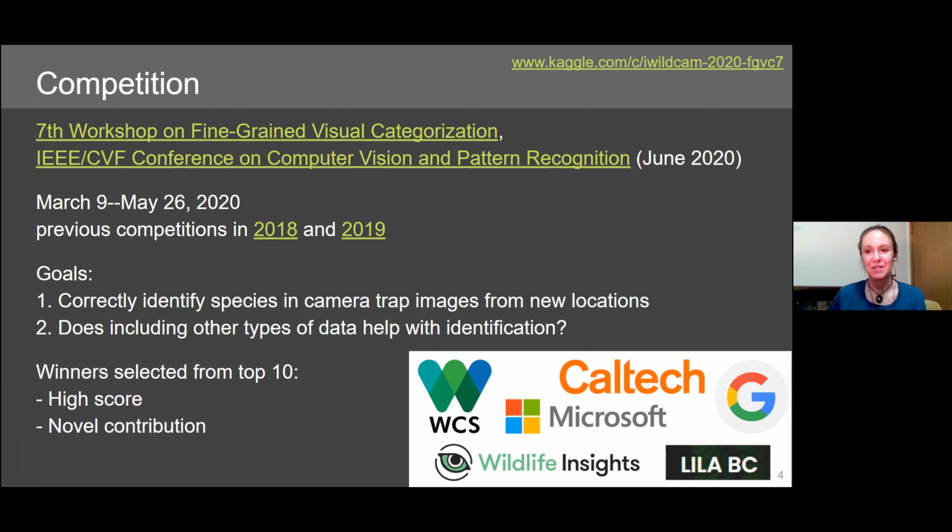The workshop is also supported by Google and Wildlife Insights and Lila BC. And Wildlife Insights and Lila BC are sort of repositories of camera trap and other wildlife image data.